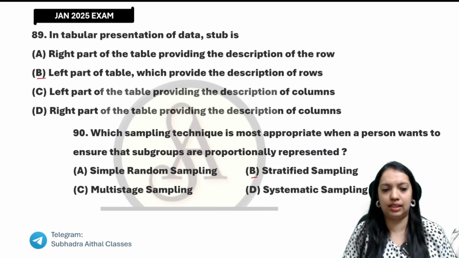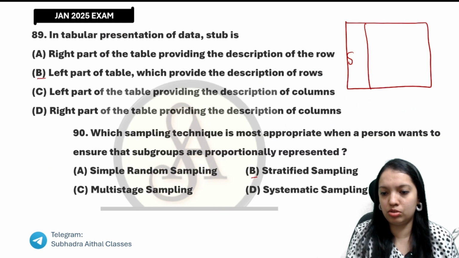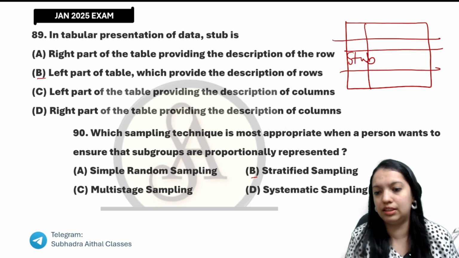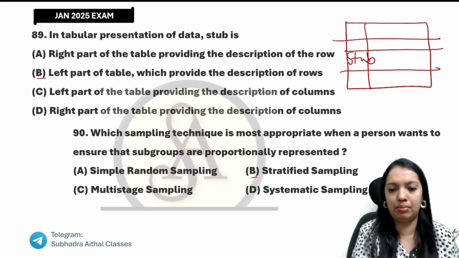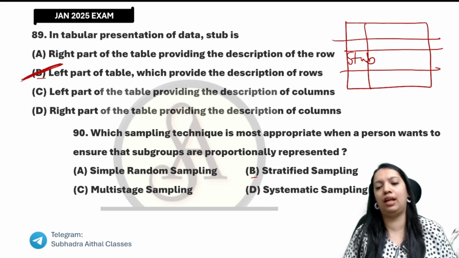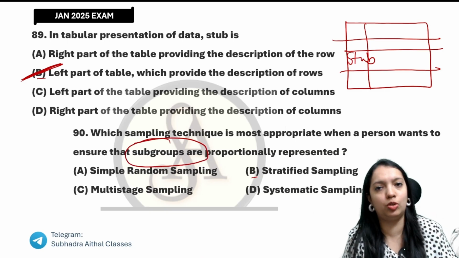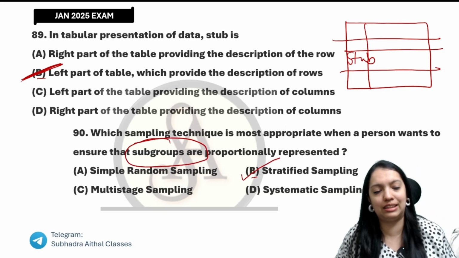490. Next, in tabular representation, remember if this is the table, here is what you have as stub. These represent rows. So it is the left part of the table which describes rows. Next, which sampling technique is most appropriate when a person wants to ensure that there are subgroups? Subgroup is also known as strata, and this is stratified sampling.